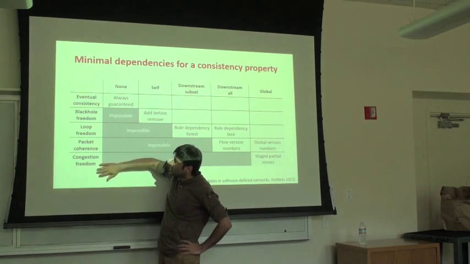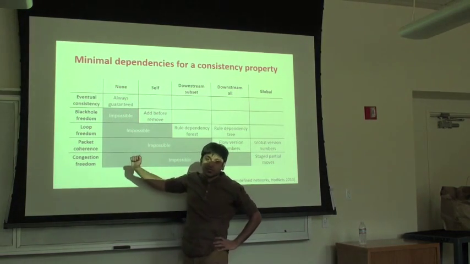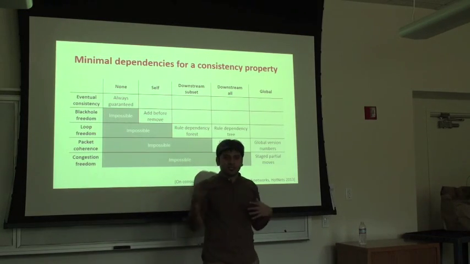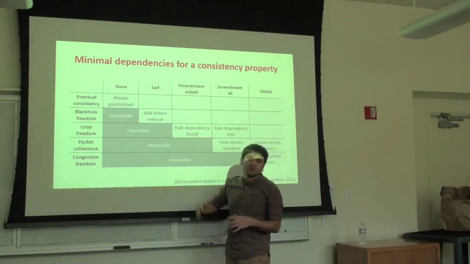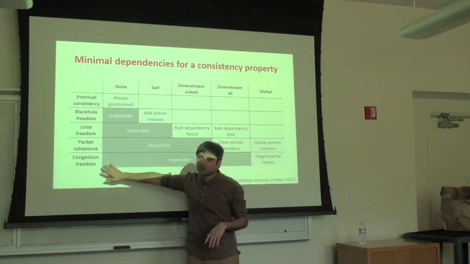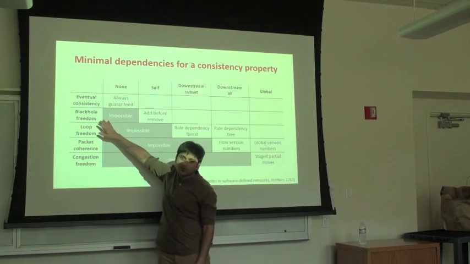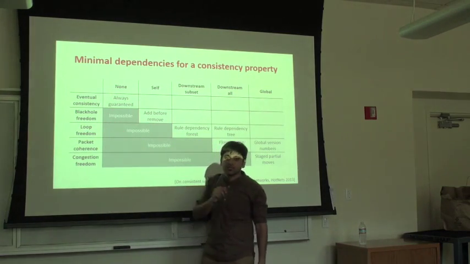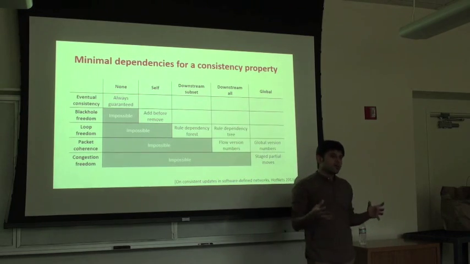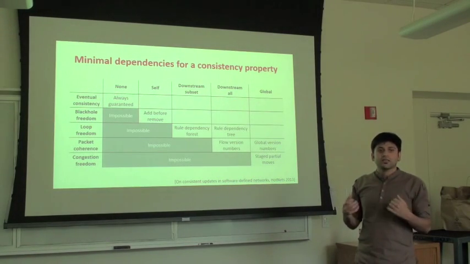On this axis, across rows, are various consistency properties. Eventual consistency basically amounts to no consistency, just like in the database world. Eventually, things will get better, right? Because switches will update themselves. And congestion freedom is what I talked about. Black hole freedom, no black holes, no loops, and packet coherence is what I described around a mix of old and new rules. On the y-axis is a measure of how hard it is to update the network.